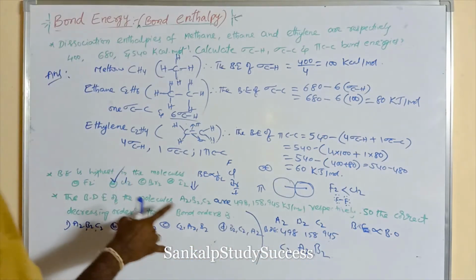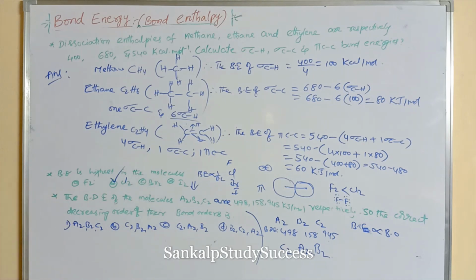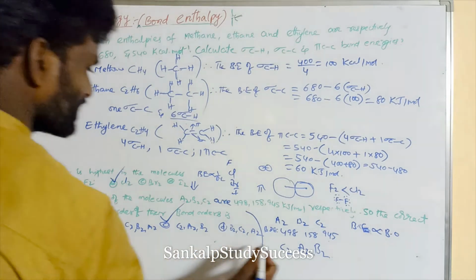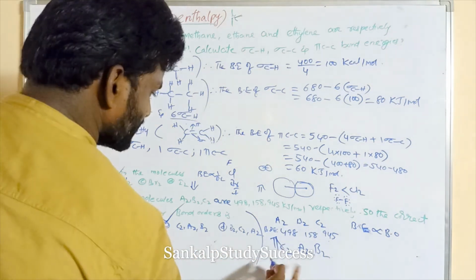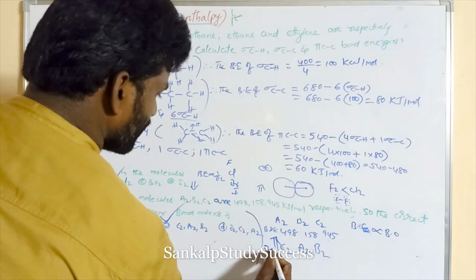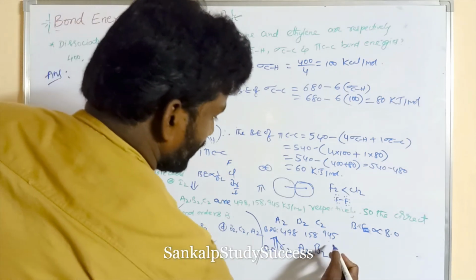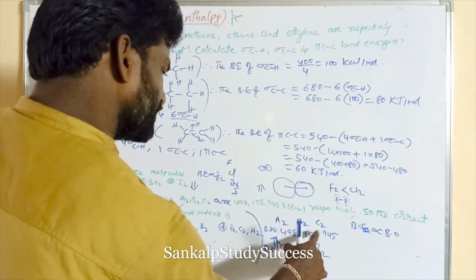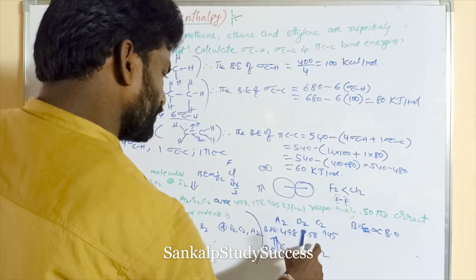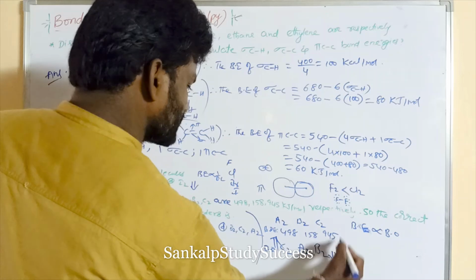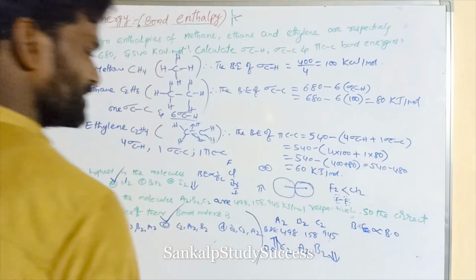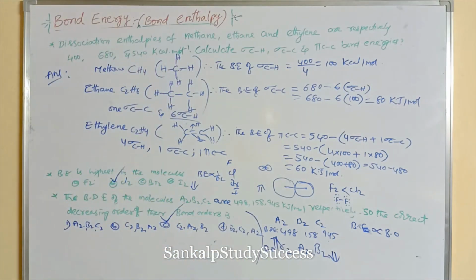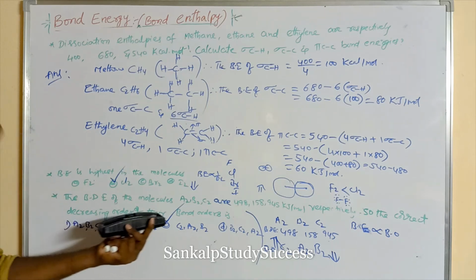So the decreasing order of their bond energies is C2, A2, B2. So this is the answer. C is the answer. C2 has more bond energy, so its bond order is also high, and B2 has less bond energy, so its bond order is less. So this is the decreasing order of bond order.